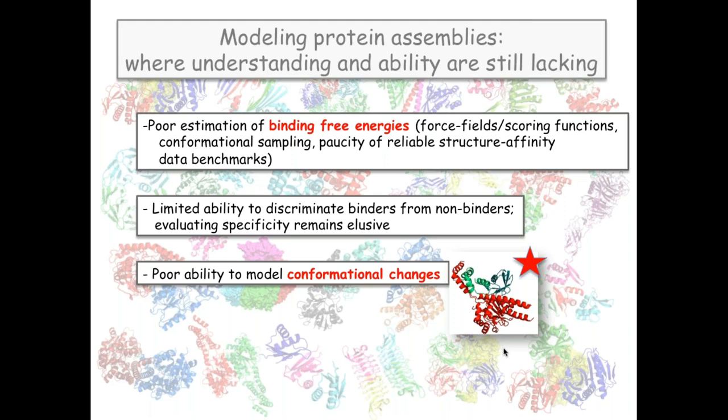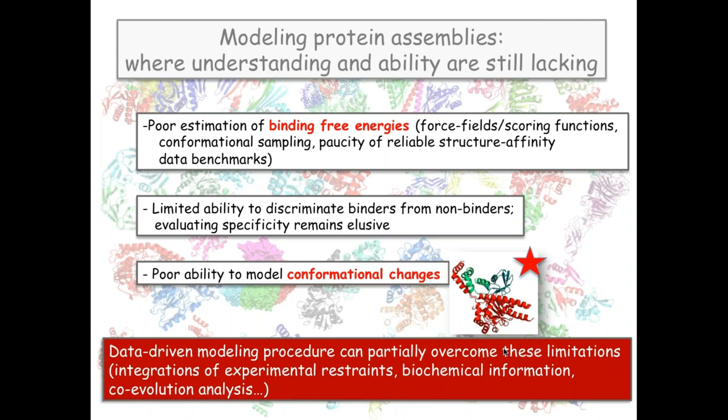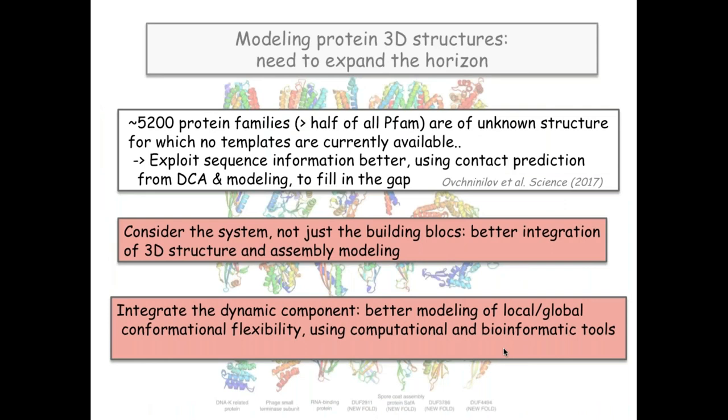A very important shortcoming still is the poor ability to model conformational changes, and this is something that I'll bring up. To some extent, data-driven modeling procedures overcome some of these limitations, but not always. Another aspect that we have also been discussing and aiming towards is what I outlined here on the pink background. You need to consider the system, not just the building blocks. In other words, you need to better integrate the prediction of the 3D structure of the protein components and the assembly modeling, something which CASP doesn't do, and we don't do it.